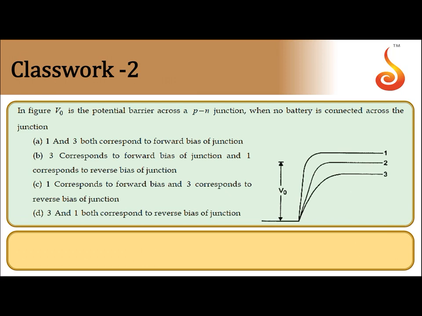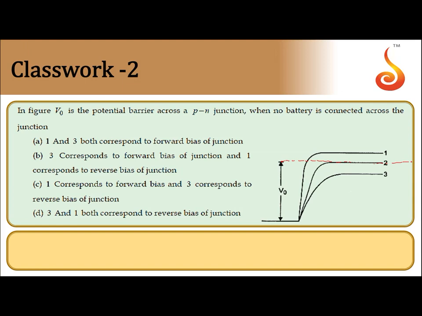Shall move on to next one. In the figure, V0 is the potential barrier across PN junction when no battery is connected across the junction. So V0 is this. Then 1 and 3 correspond to forward bias of junction; 3 corresponds to forward bias and 1 corresponds to reverse bias; 1 corresponds to forward bias and 3 corresponds to reverse bias; 3 and 1 both correspond to reverse bias. These are the options. See, this is the barrier potential at the level 2.